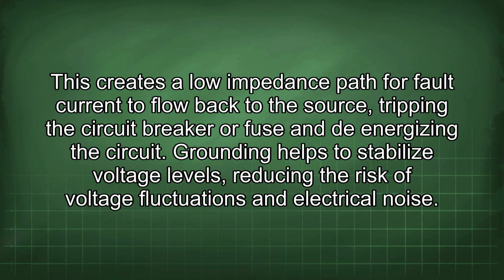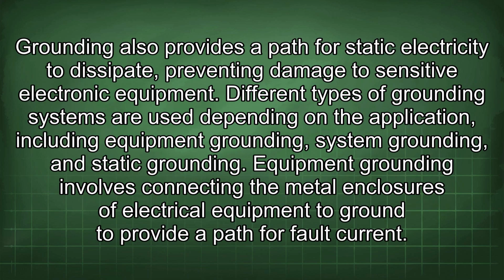Grounding helps to stabilize voltage levels, reducing the risk of voltage fluctuations and electrical noise. Grounding also provides a path for static electricity to dissipate, preventing damage to sensitive electronic equipment. Different types of grounding systems are used depending on the application, including equipment grounding, system grounding, and static grounding.